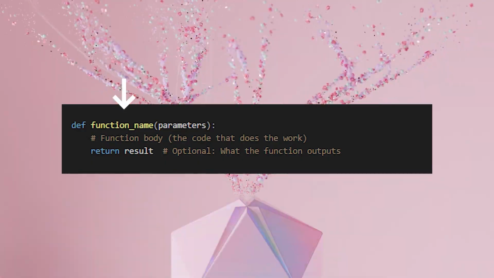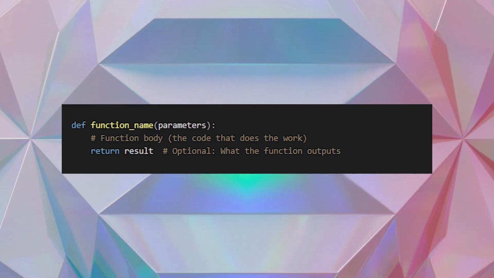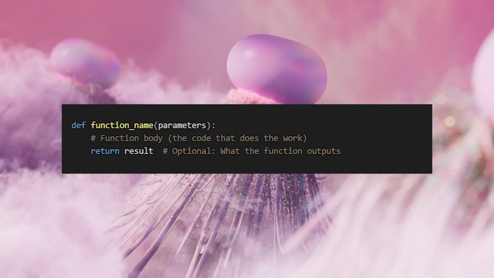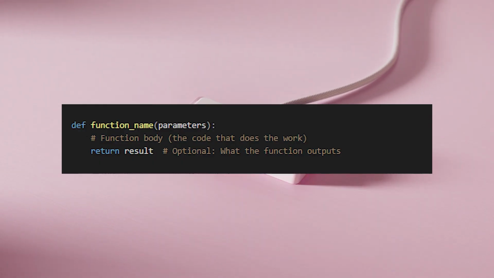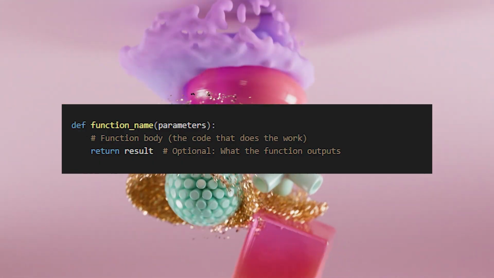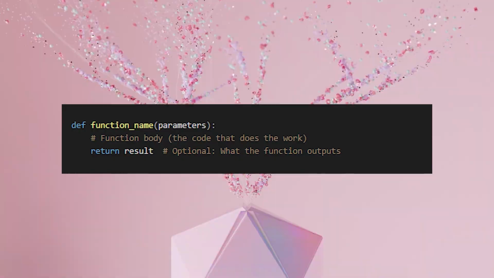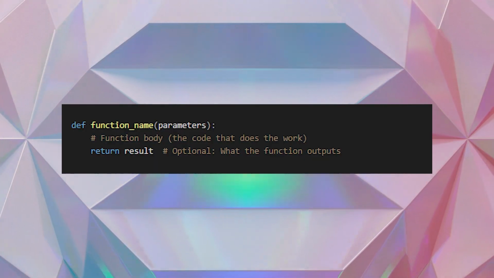Function name. The name of the function should describe what it does. Good function names are like good labels. They make your code easier to understand. Avoid vague names like doStuff or function1. Instead, aim for clarity, like calculateArea, findLargestNumber, or greetUser.